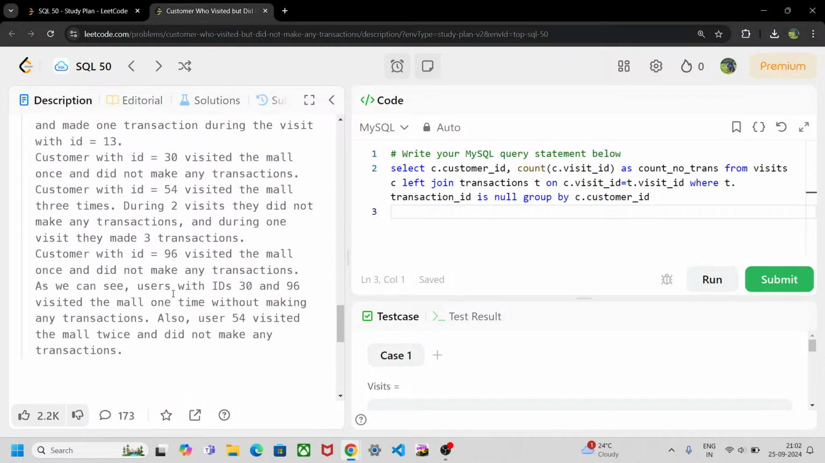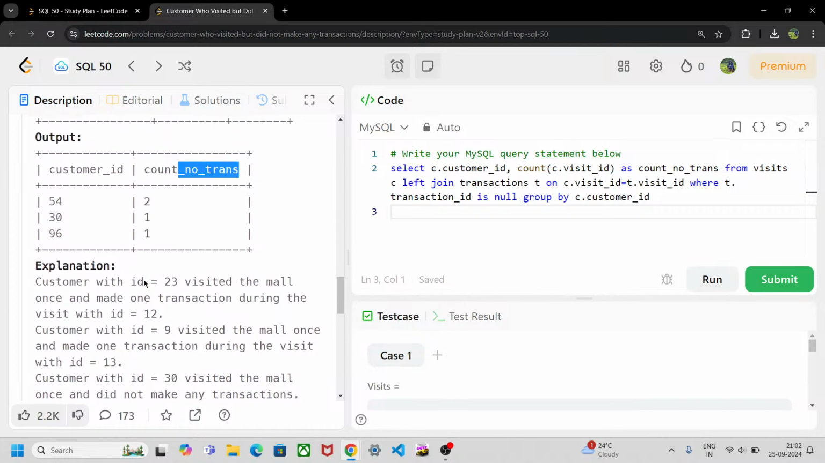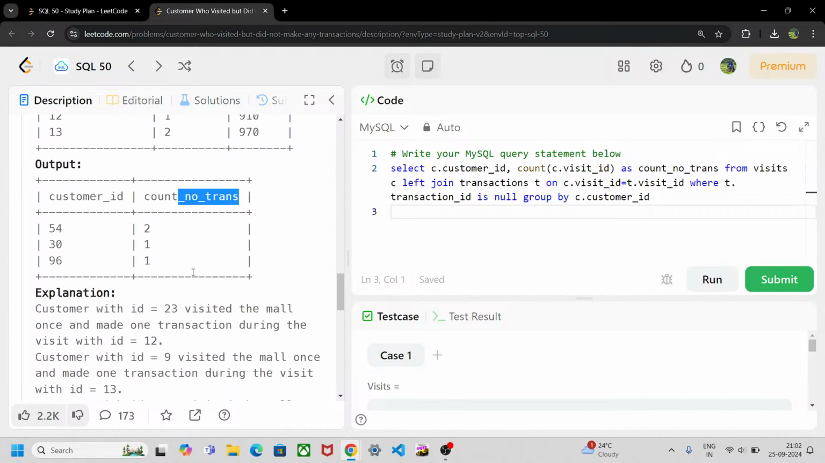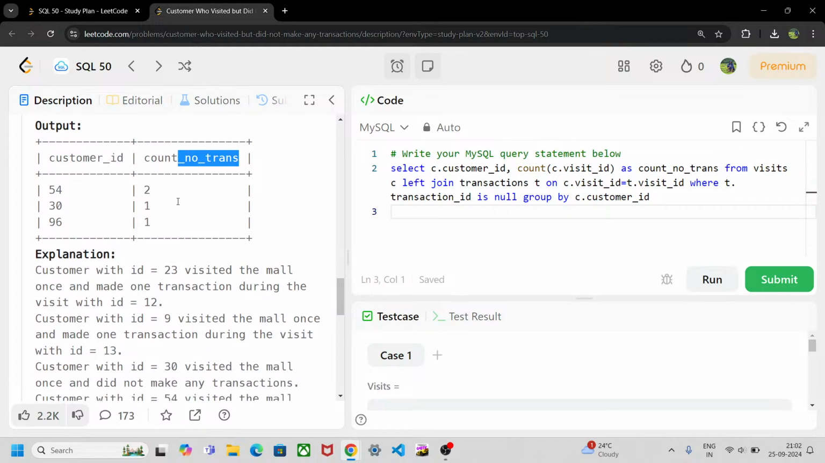Okay, so read through the problem. We just need to calculate the number of transactions made by those customers. Okay, and return the output. So let's start with the query.